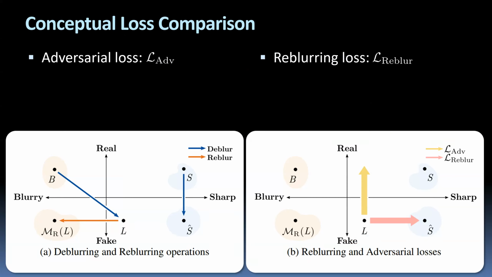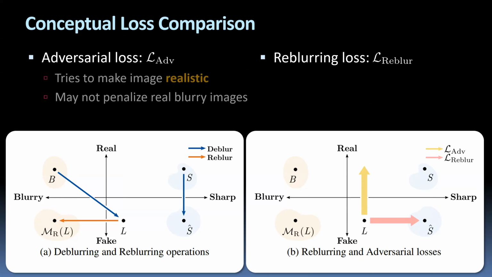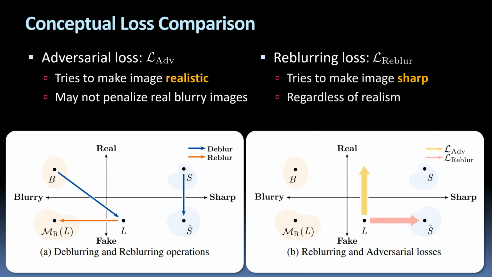While our training scheme may look similar to adversarial training, they are conceptually different. Adversarial loss tries to make an image more realistic, but may not penalize real blurry images. On the other hand, reblurring loss makes an image sharper, regardless of the image realism.